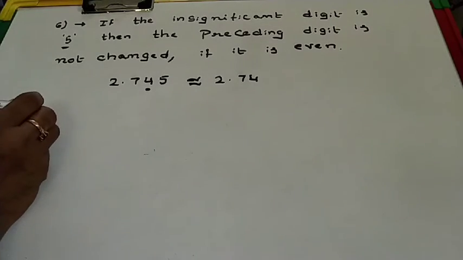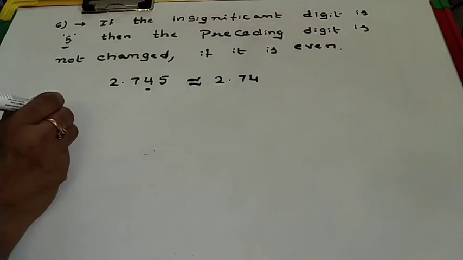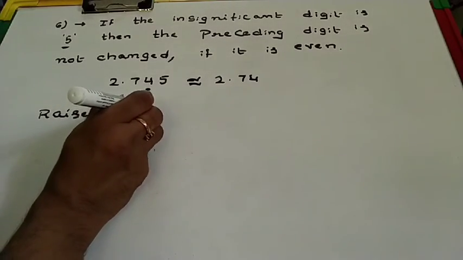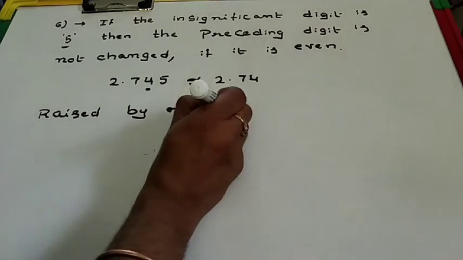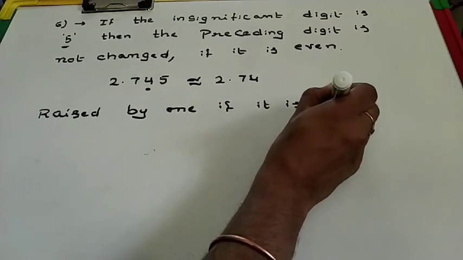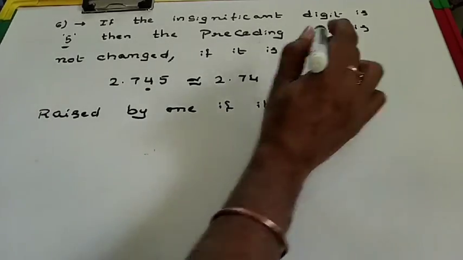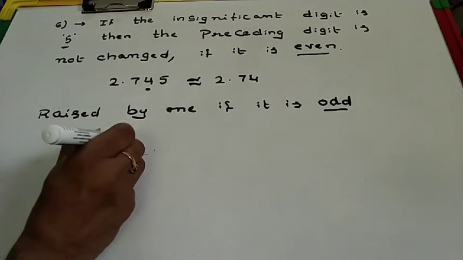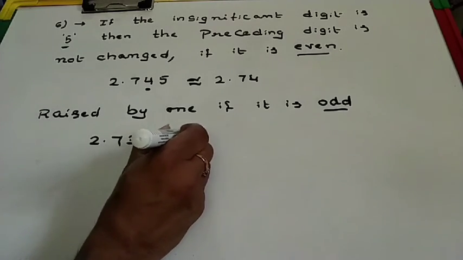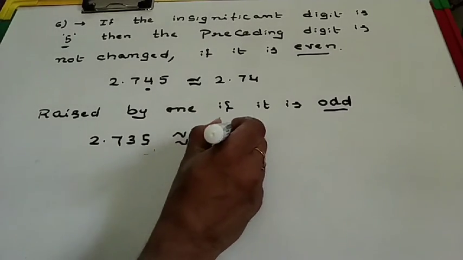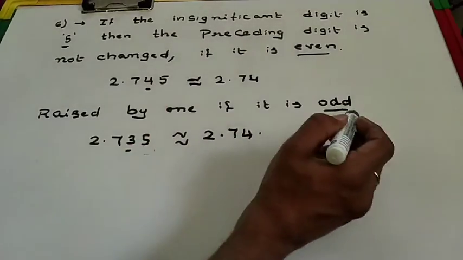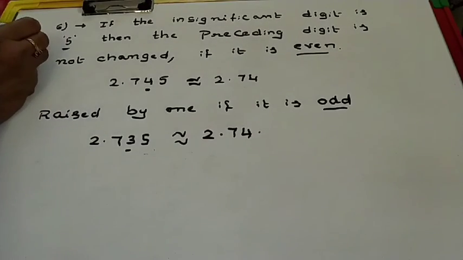If suppose raised by 1, if it is odd, this is important. That means same number I am taking here, 2.7. In the place of 4 I want to take 3 and 5 as usual. Then what happens? It becomes 2.74. What is the reason? The reason is here the number is odd. So this point is also very important.